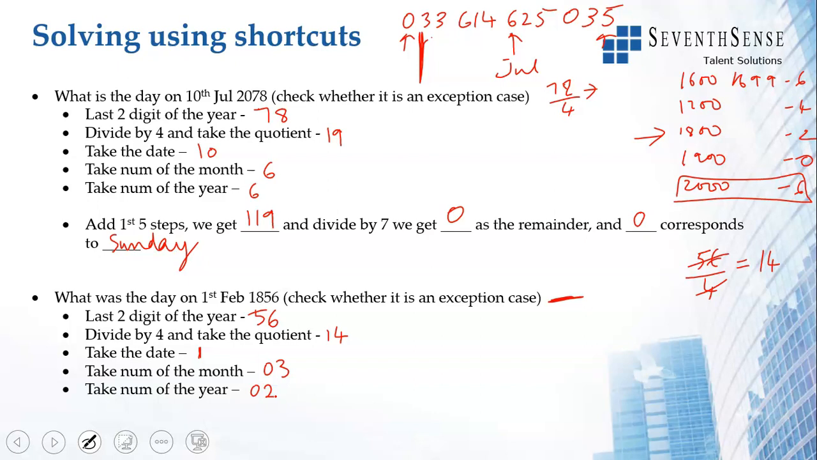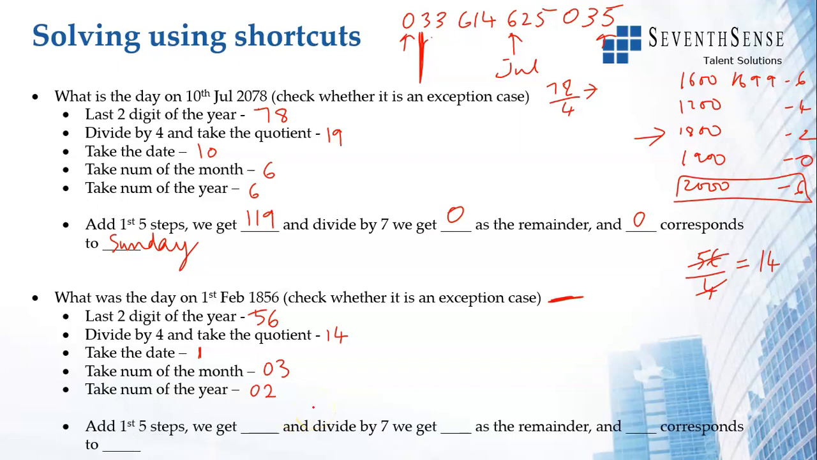We add, we get 76, but it's an exception case. So we subtract 1. 76 minus 1, 75. Okay, that is why we get 75. 75 divided by 7 leaves 5 as the remainder. And if it is 5 as the remainder, it corresponds to Friday.